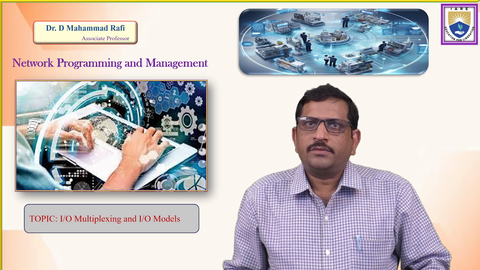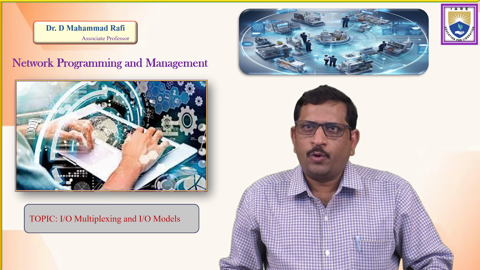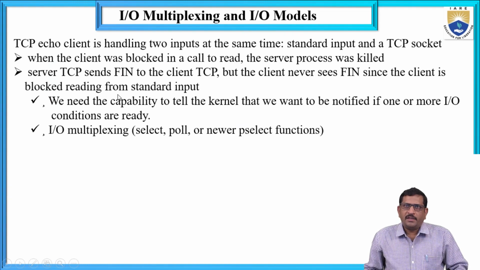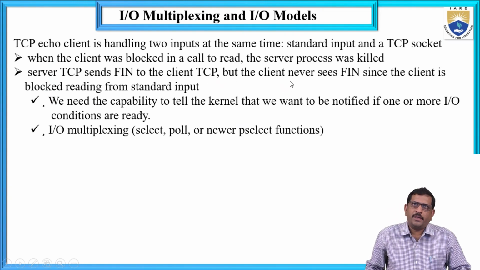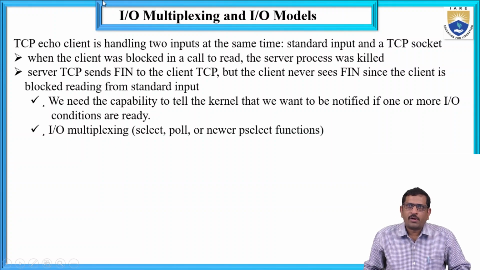Today I want to discuss I/O multiplexing and I/O models in network programming. I/O multiplexing and I/O models are the models in which we can use the TCP echo client. TCP means Transmission Control Protocol. Echo means the same message can be transferred. Whatever message is sent to the server, the same message is received by the client. That is the meaning of the echo client.